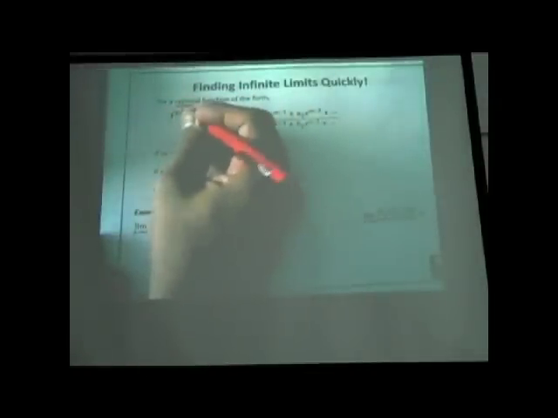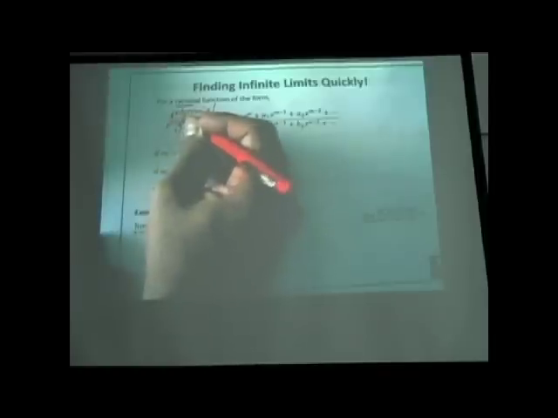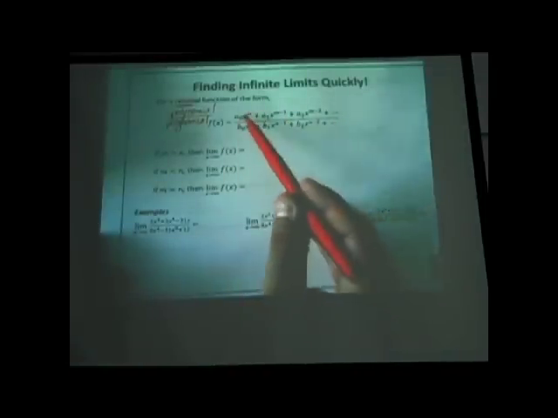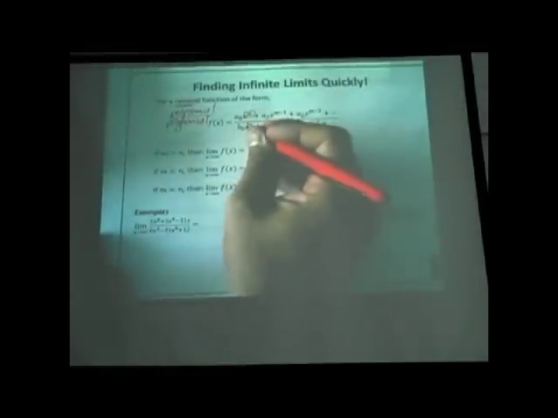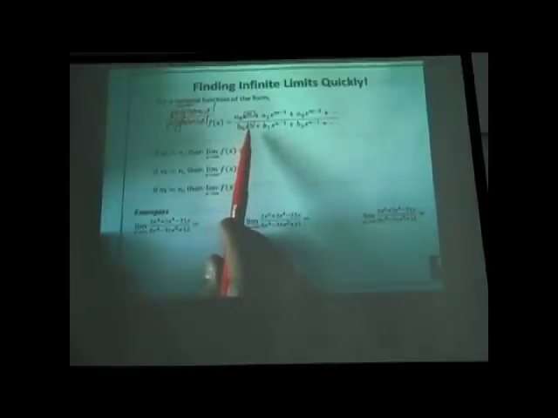I want to wrap things up with our conversation about infinite limits and all that other good stuff. So what we have is a rational function of the form, and by rational function, I mean a polynomial in the numerator and a polynomial in the denominator. When I have a polynomial over a polynomial, many of you guys have figured it out. What we do is we look at the highest degree. In the numerator, the highest degree is m. In the denominator, the highest degree is n.